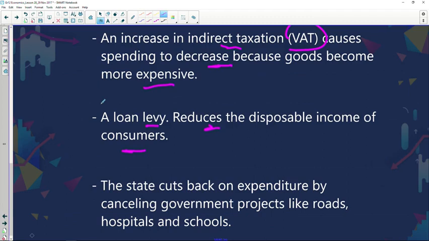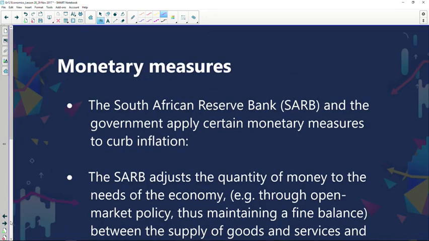Then the next point, the state cuts back on expenditure by cancelling government projects like roads, hospitals and schools, and this should be the last resort, because we need these infrastructures to be developed because we want our children to have access to schooling and to good health facilities, and we want proper roads in order to conduct business and to make sure that our economy runs in an efficient manner.